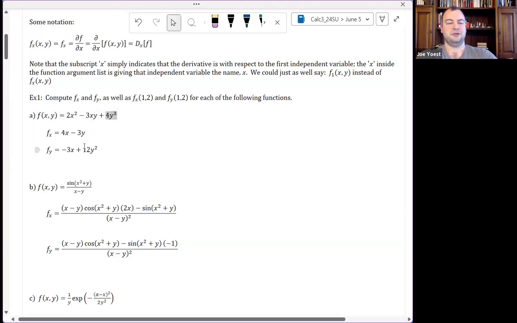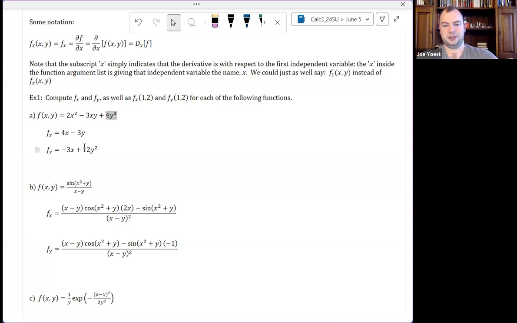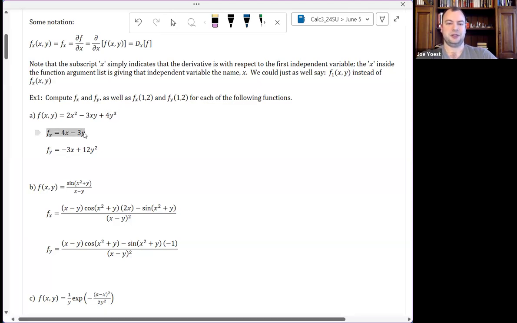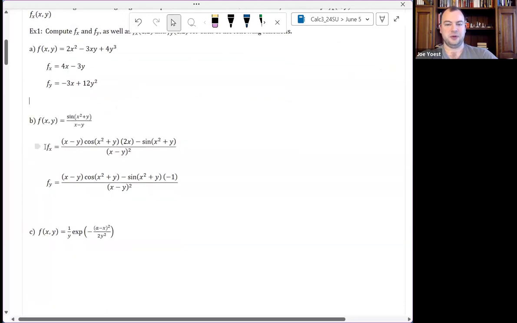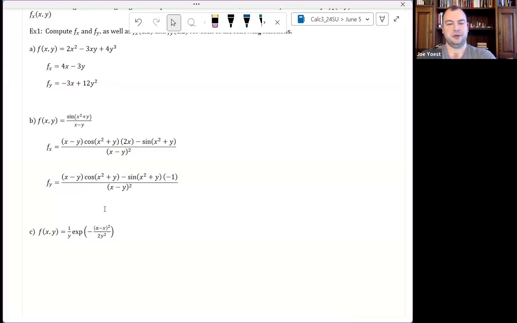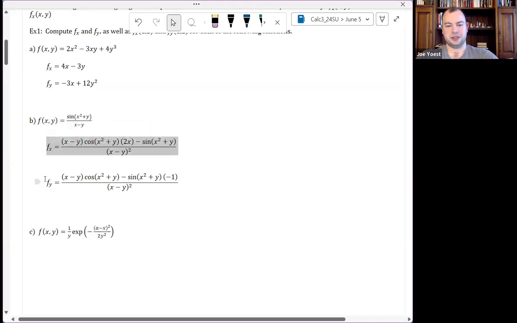And then the third term here, 4y cubed, doesn't have any x's in it. From the perspective of differentiating with respect to x, this is just a constant, and the derivative of a constant is 0. So that's our x partial, and then our y partial was very similar. For part B down here, we worked through this example, and it took a little bit more calculation, a little bit more work, but we had to use the quotient rule for these, but we were able to get the partial derivative with respect to x and with respect to y for this function as well.